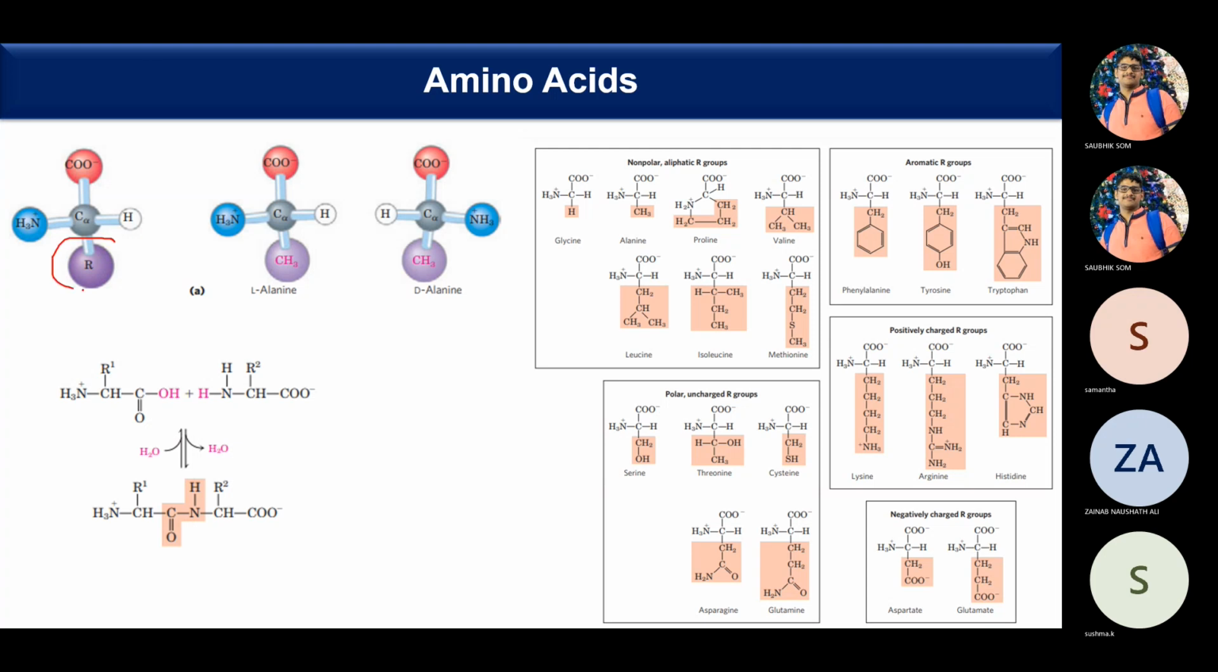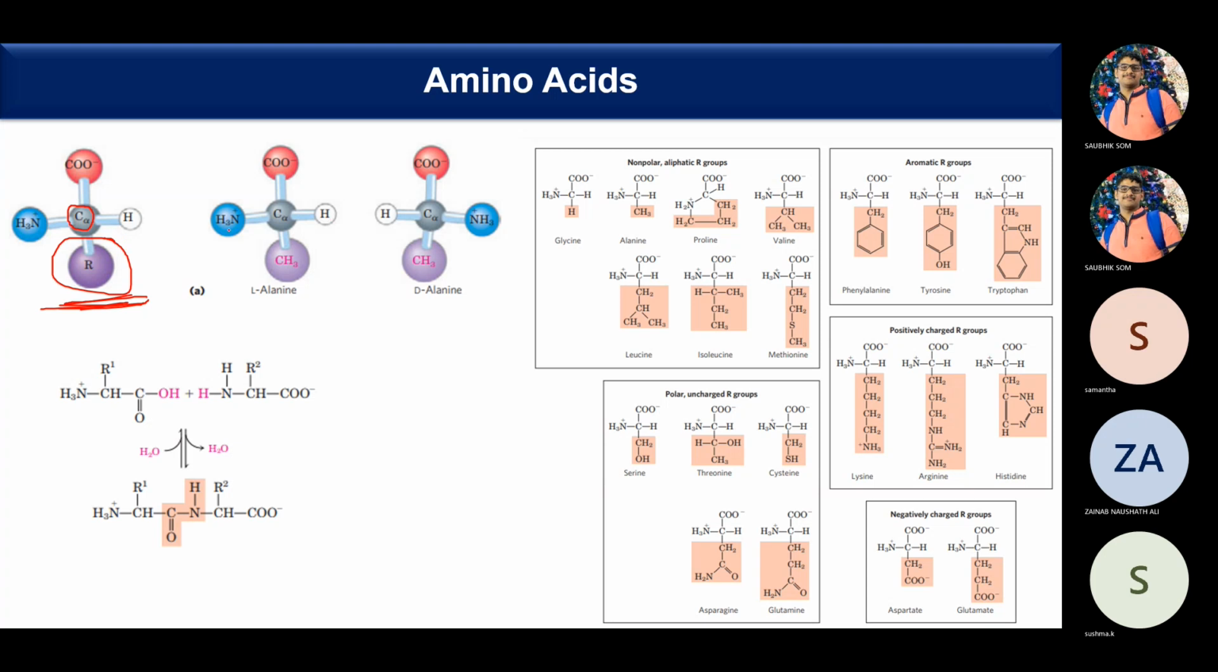We have this carboxyl group here, and this R group here. Based on this R group, we separate the different types of amino acids. Now, as you can see, this alpha carbon, or C alpha, has four different groups attached to it: the COO minus, the amino group, the hydrogen, as well as the R group.